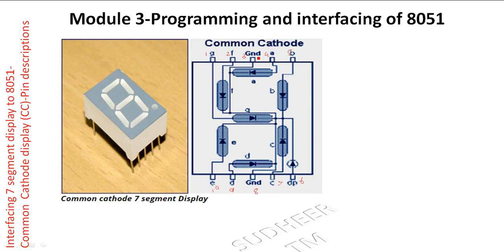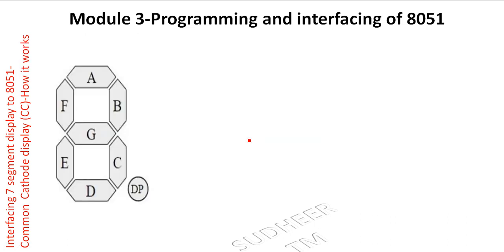Okay, as from the diagram, 3 and 8 must be the common terminal and must be connected to the zero voltage. Pin number 1 is the anode terminal for G, pin number 2 is the anode terminal for F, etc. Pin number 4 is for A, and pin number 10 is for segment E. Accordingly, from the diagram it is very clear which pins are for which segments.